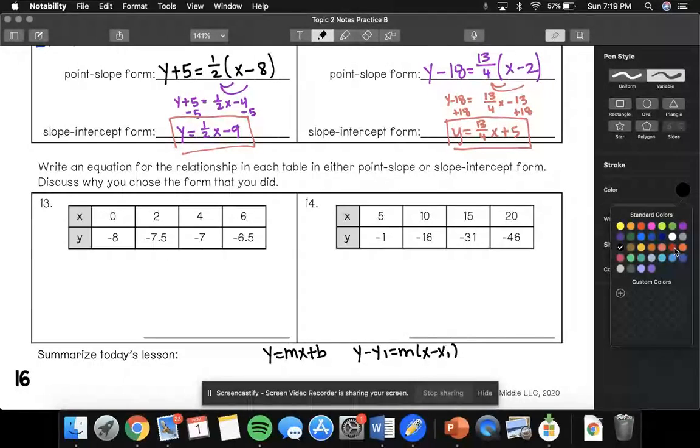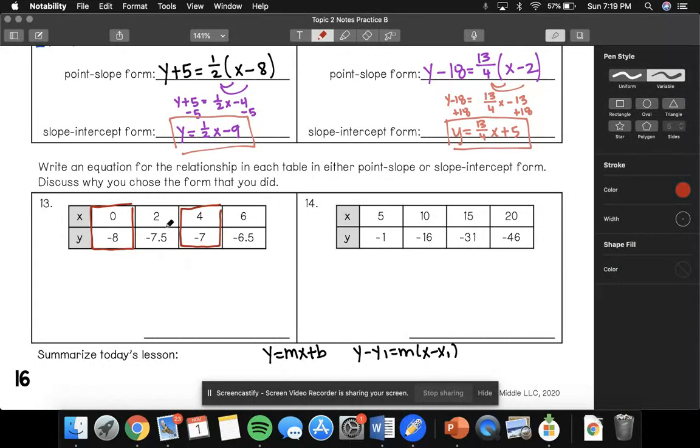Okay, so I'm going to find the slope for number 13. Again, you can pick any points that you want. I'm going to use numbers that are friendly, so I'm going to use these ones because I don't want to deal with decimals. So the change in the y's, to go from -8 to -7, would be up 1. The change in the x, to go from 0 to 4, would be up 4. So the slope is 1/4.